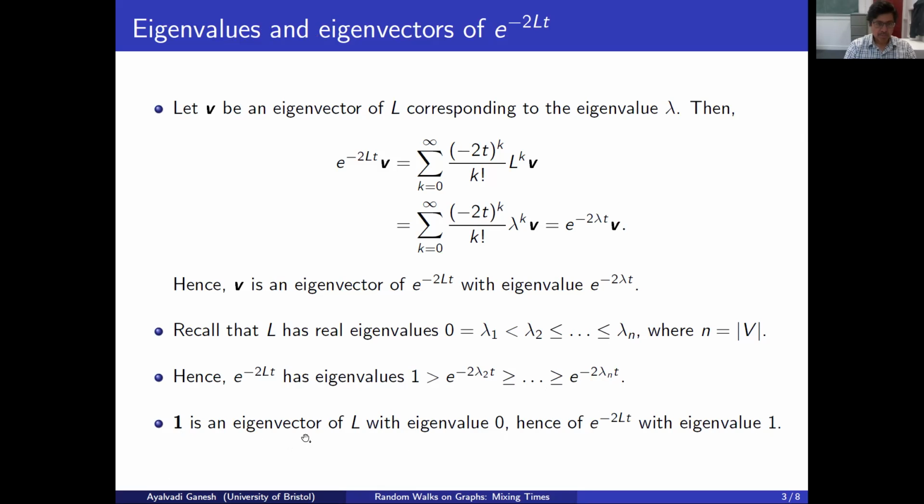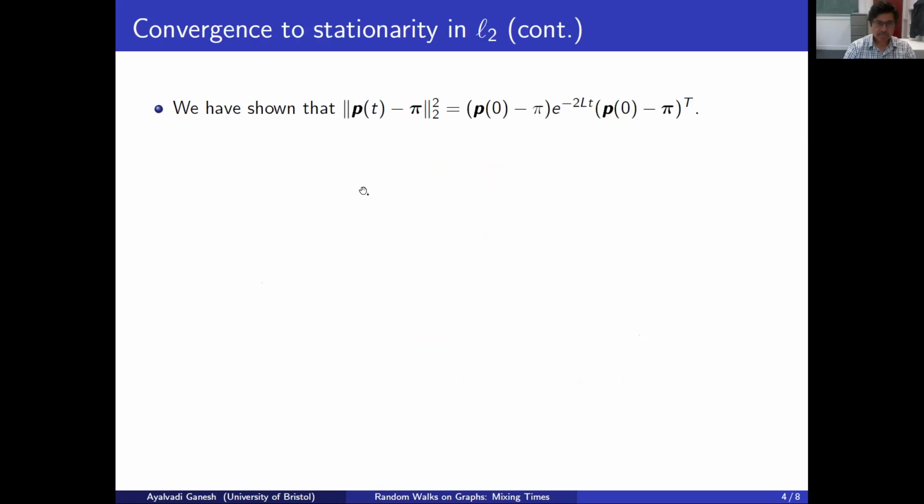Okay, so we know that much about the eigenvalues and eigenvectors of e to the minus 2Lt. So let's go back to what we showed about the squared Euclidean distance between pt and pi. We showed that we can write it this way. And now we use the Rayleigh theorem, and let me remind you of that.